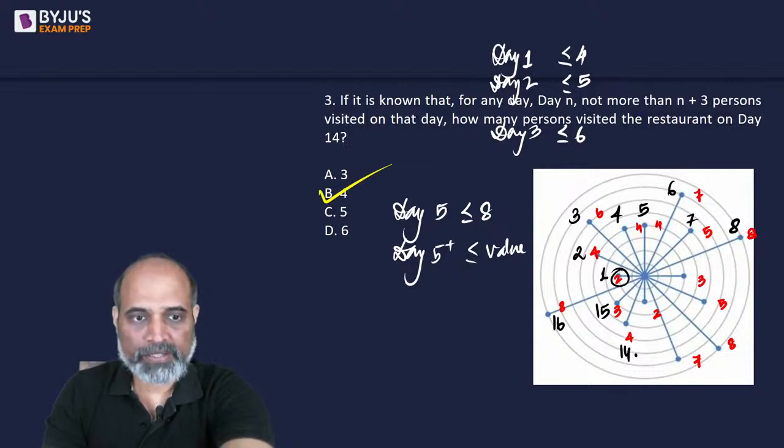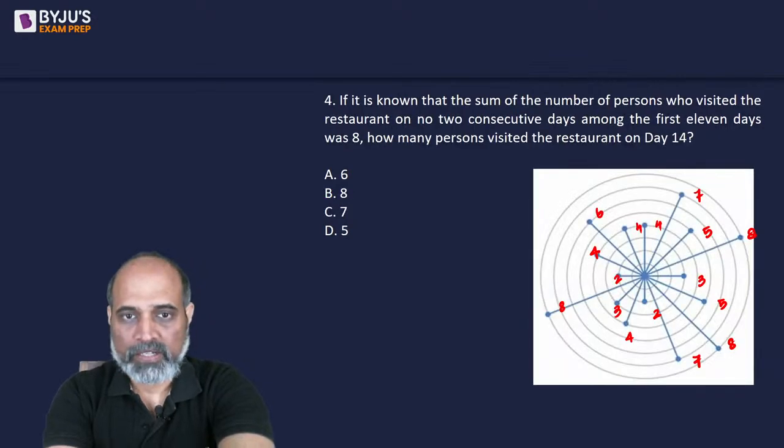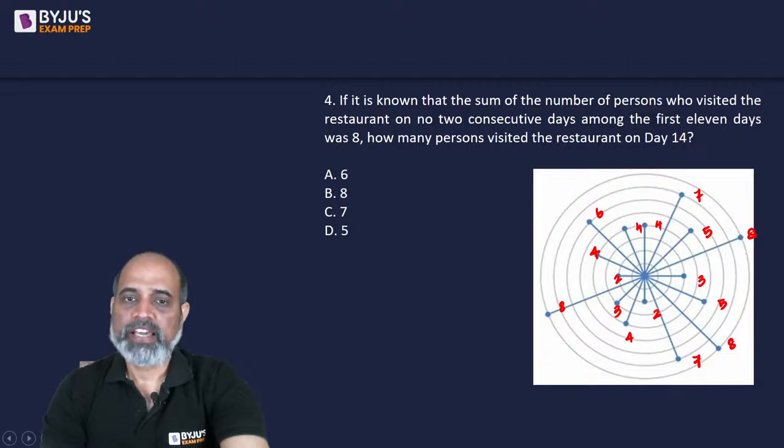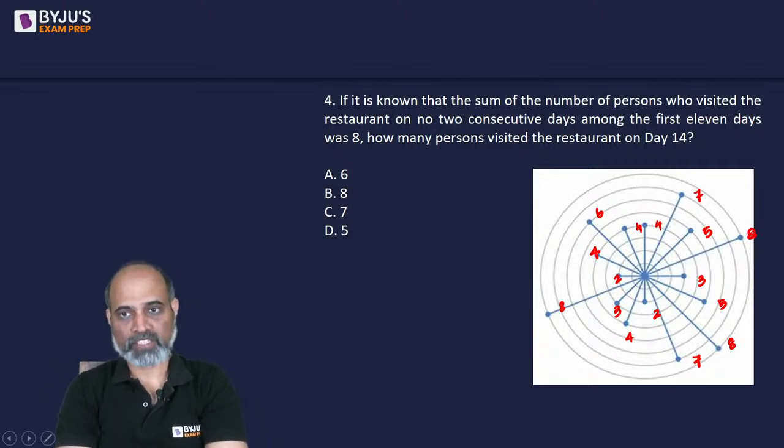Okay, next one. If it is known that the sum of the number of persons who visited the restaurant on no 2 consecutive days among the first 11 days was 8, how many persons visited the restaurant on day 14?